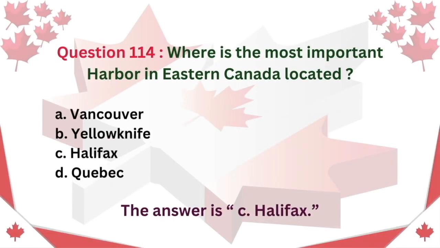Question 114. Where is the most important harbour in eastern Canada located? A. Vancouver. B. Yellowknife. C. Halifax. D. Quebec. The answer is C. Halifax.